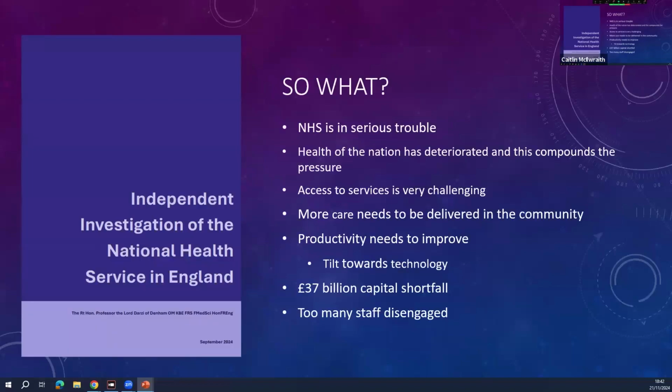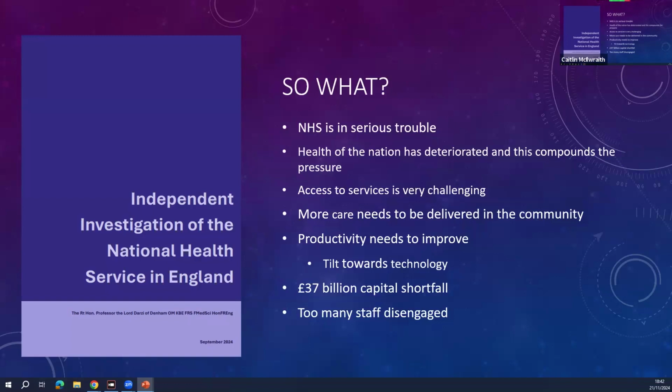So the first thing is a report by somebody called Darzi. Just a quick show of hands, has anybody heard of this report? It was published in September. Yeah, so a couple of people have. So basically, Lord Darzi is a surgeon who issued a report about 14 years ago, his previous report. And he was then asked by the government when they came in to investigate the NHS and see where the NHS is going.